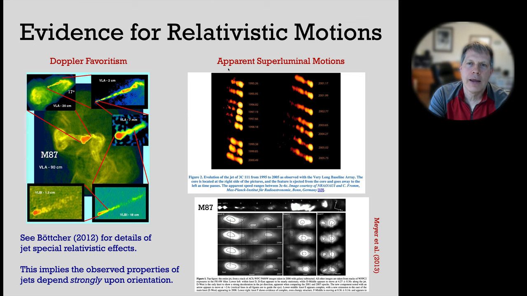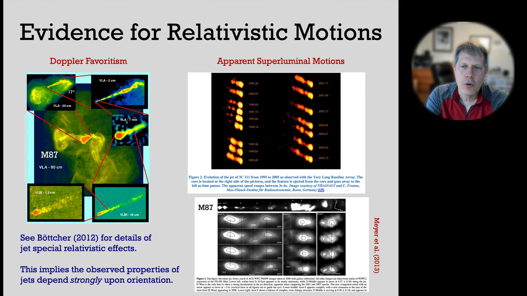Another piece of compelling evidence are the apparent superluminal motions that are seen in some jets. So people have been monitoring these jets for many years. Here's a case where jets were monitored in 3C111 from 1995 to 2005, and people could track the motions of individual blobs moving along the jet over time, and they could work out how far these jets had appeared to move in the given amount of time.